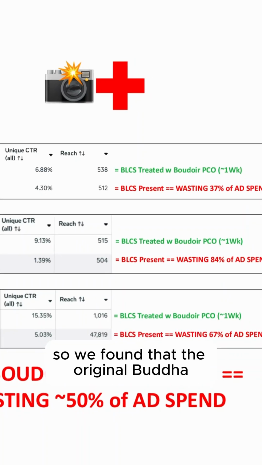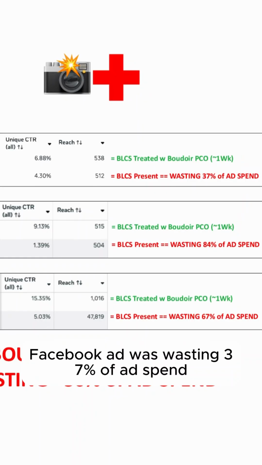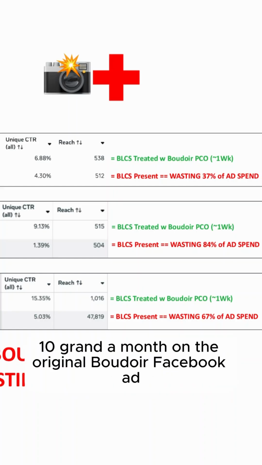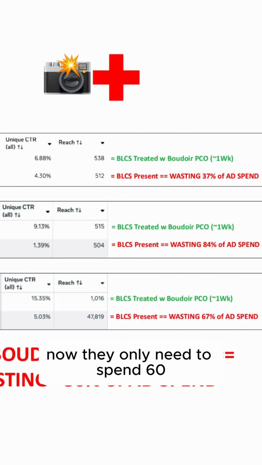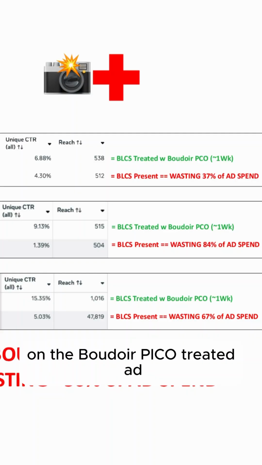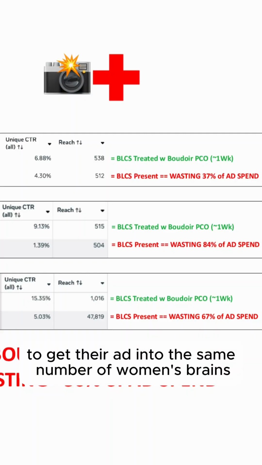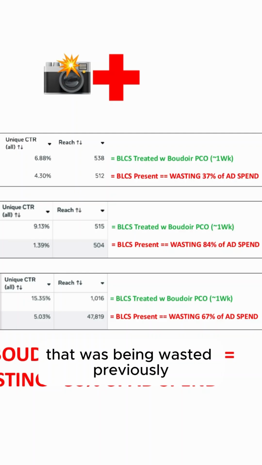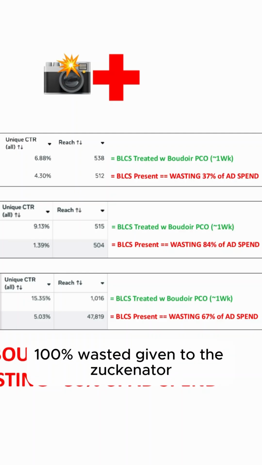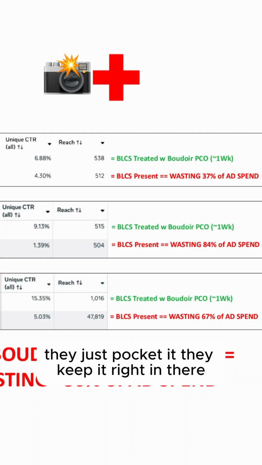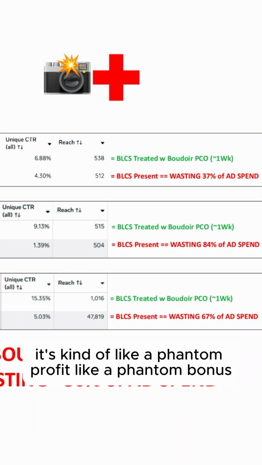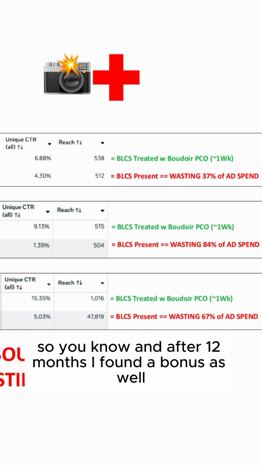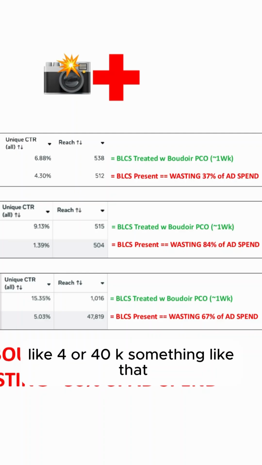So we found that the original Boudoir Facebook ad was wasting 37% of ad spend, literally being wasted. So if they're spending 10K a month, 10 grand a month, on the original Boudoir Facebook ad, now they only need to spend $6,300 a month on the Boudoir Pico treated ad to get their ad into the same number of women's brains. Way more efficient. And the $3,700 a month they no longer have to spend was being wasted previously, 100% wasted, given to the Zuckinator. They just pocket it. They keep it right in their pocket, don't have to spend. It's kind of like a phantom profit, like a phantom bonus. And after 12 months, that phantom bonus is what, like $40K, something like that.